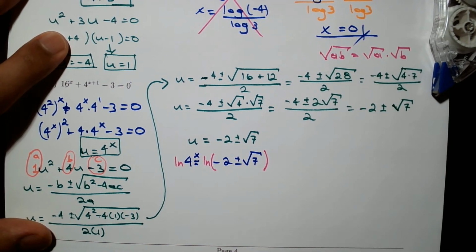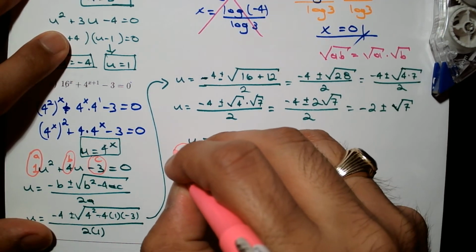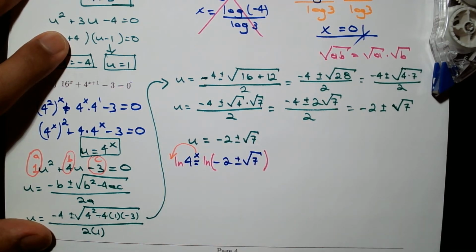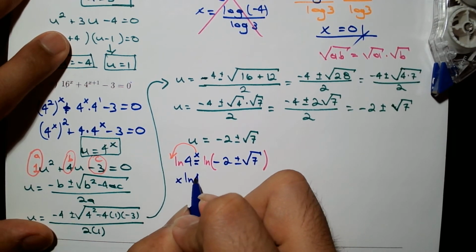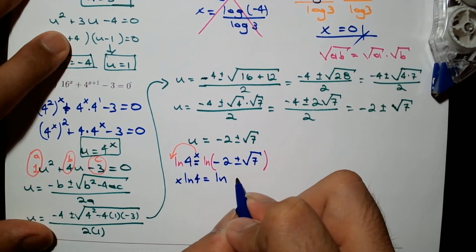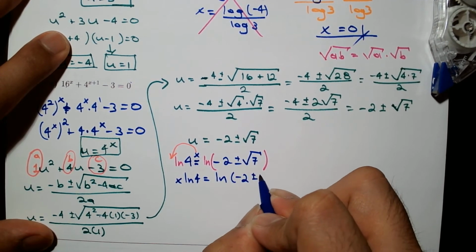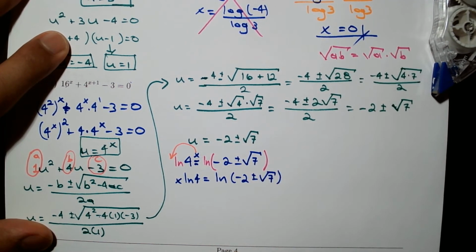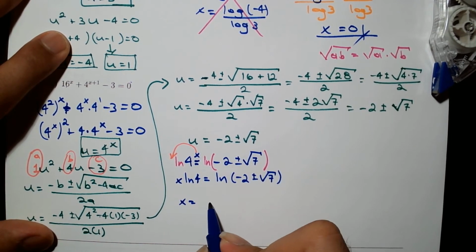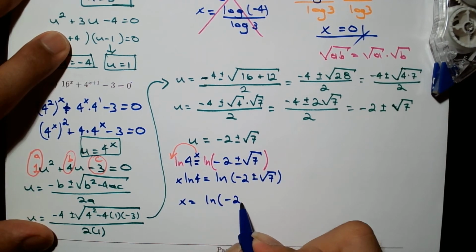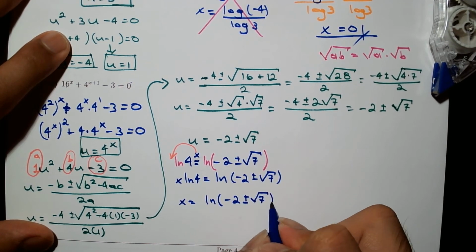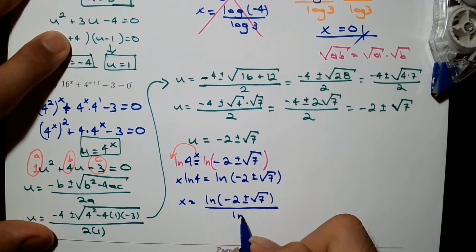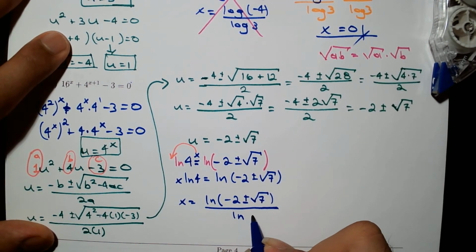So the x right here smacks down, right? Smacks down, and we get x ln of 4 equals ln of negative 2 plus minus the square root of 7. And to get x by itself, we divide both sides by ln of 4. So x equals ln of negative 2 plus minus square root of 7, divided by ln of 4.